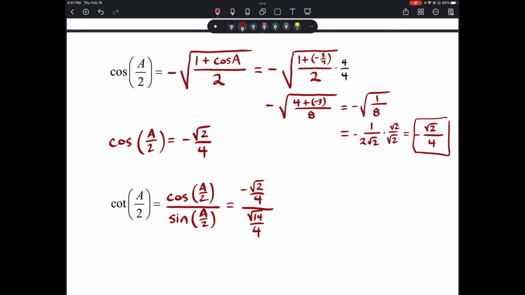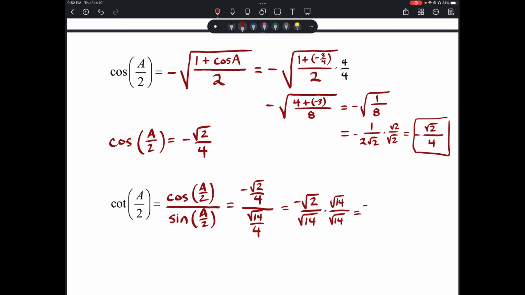Okay, so as we do that there, you can keep, change, flip, or realize that, hey, they're both being divided by 4, so you multiply them both by 4, and what you get is negative radical 2 over radical 14. And then we'll just rationalize our denominator, right? We could say times radical 14 over radical 14.